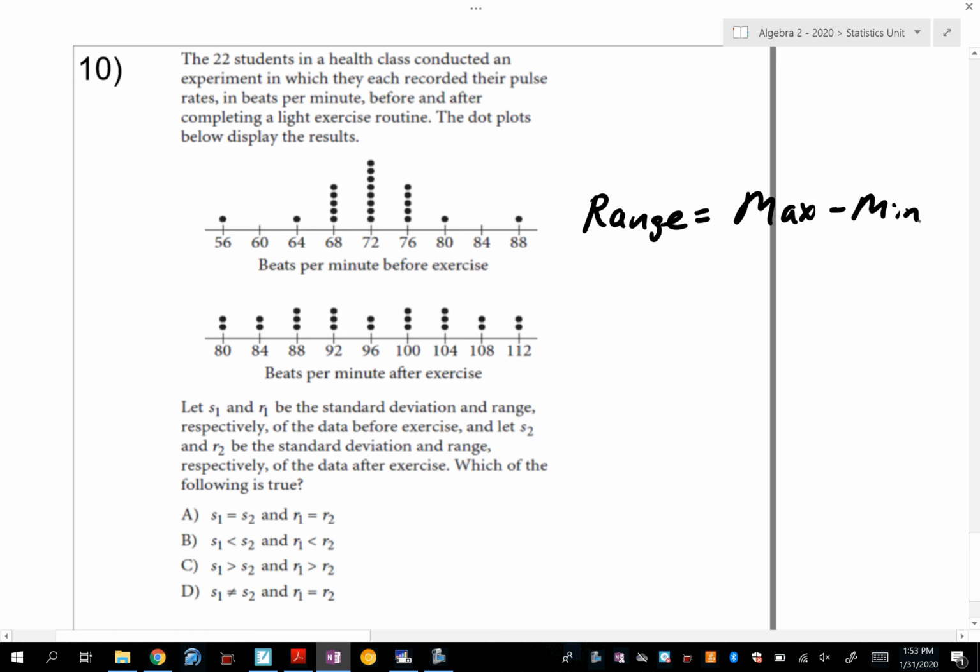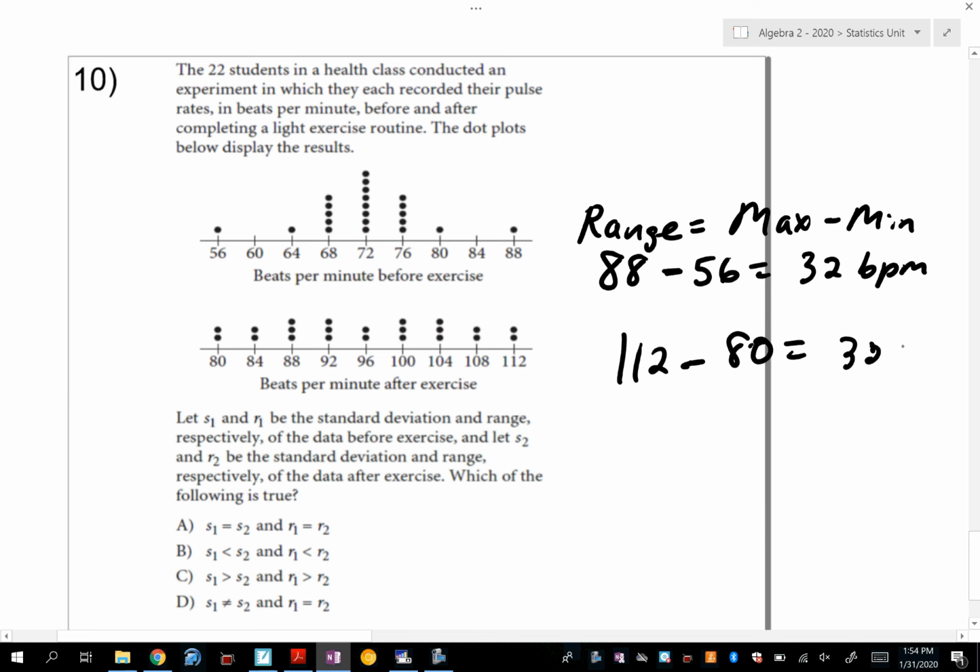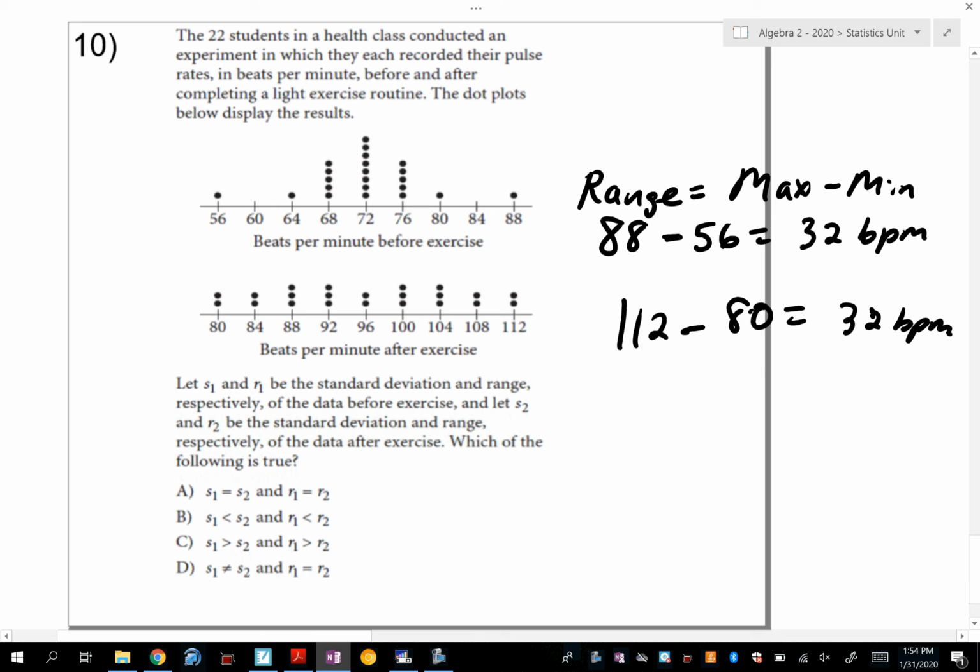So what's the highest beats per minute before they exercise? 88. What's the lowest beats per minute before they exercise? So this range is 88 minus 56, which is 32 beats per minute. If you do the same thing for their heart rates after they exercise, when it's gone up because they're exercising, you have 112 minus 80, which is also 32 beats per minute. So the range for both of these groups is the same. So that eliminates B and C, all right? Because it doesn't say they have the same range in B and C.